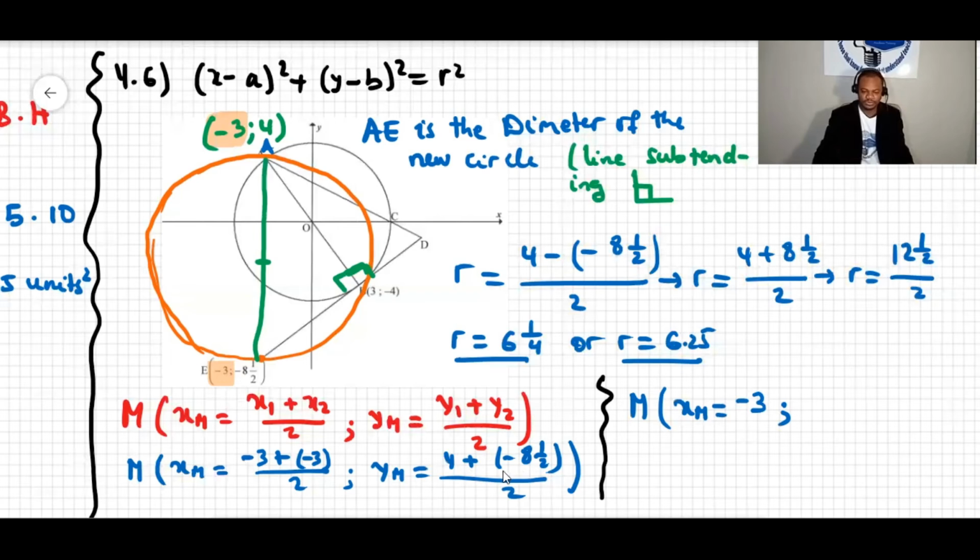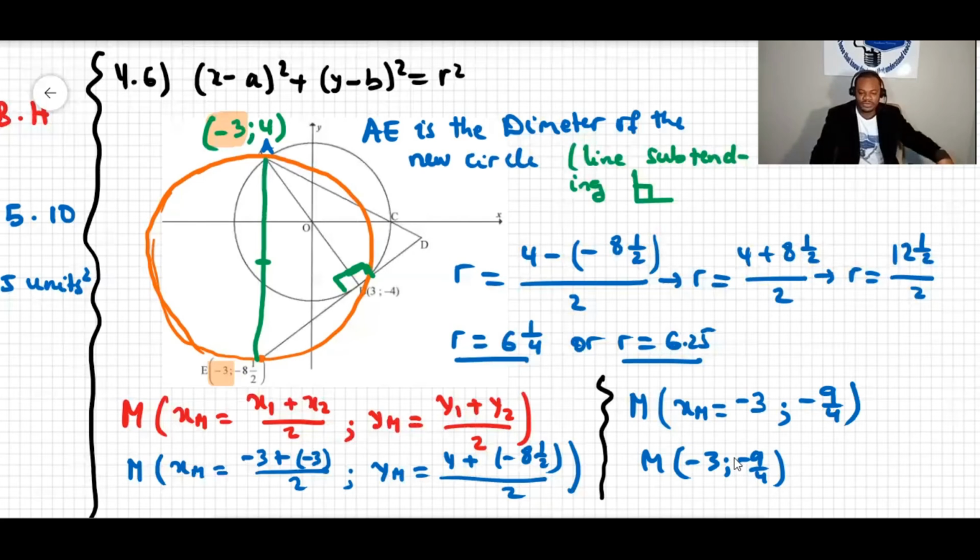This is equal to -9 over 4. Okay, if you press this in the calculator, you get -9 over 4. Now you can just simply write M is -3 and -9 over 4. Now we got the center of the circle.